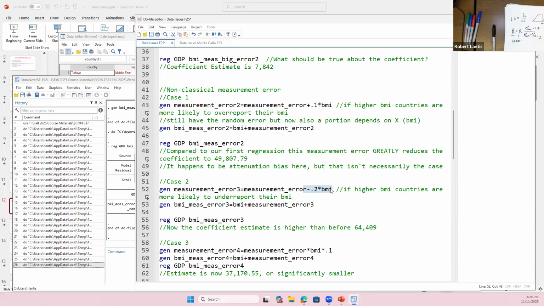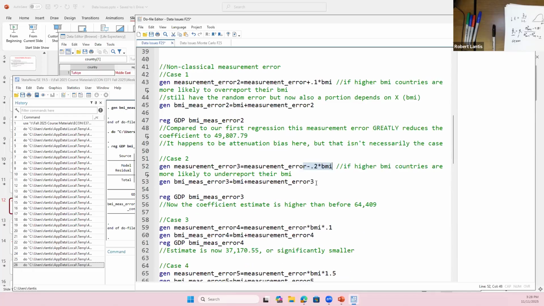In practice, I have no idea what that function looks like between the actual X values and the measurement error. But if I think that it might be non-classical, right, that there is some relationship between those, my coefficient could be higher or it could be lower. Questions on that?